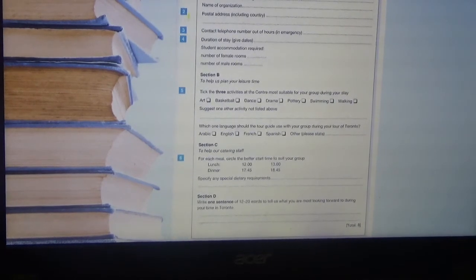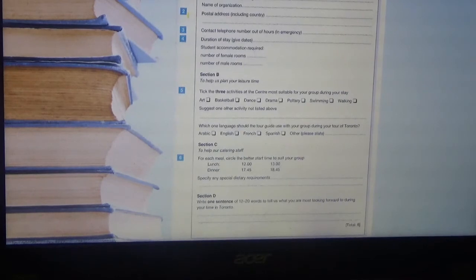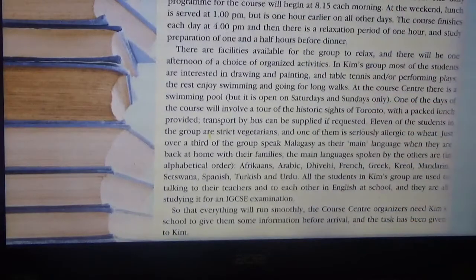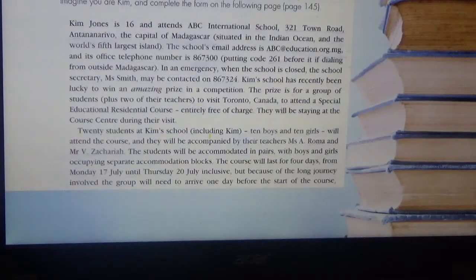Now, for number 2 here, if the form asks for a postal address, including country, make sure you include the country. It may be separate from the address in the text. So we have here the postal address. Now you will find the information here from this passage, like Kim Jones, the name, and the address here. You will be guided in answering it.